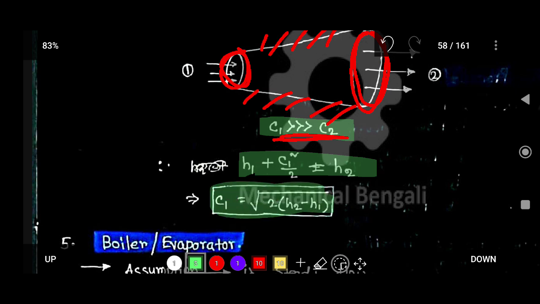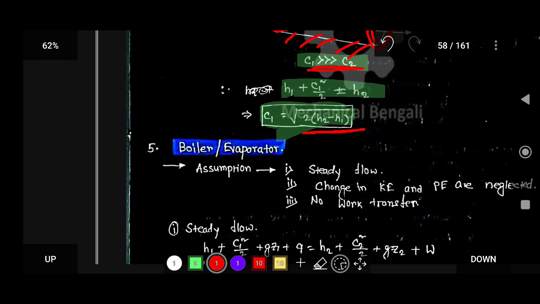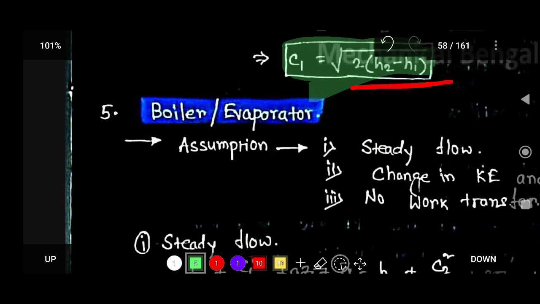From here you can find the inlet velocity of the diffuser, that is equal to under root of 2 into (H2 minus H1). Now focus on the boiler or evaporator.